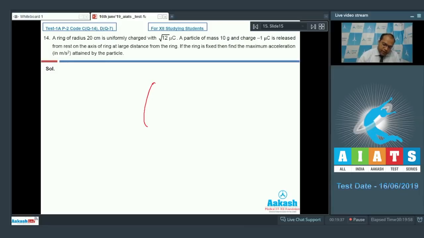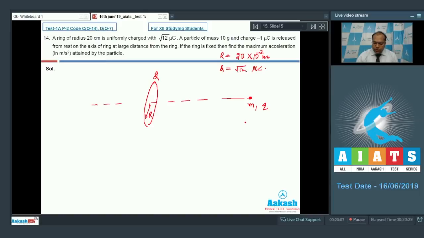Suppose this is a ring of radius r. The value of r is given in the question, that is 20 centimeter, so 20 into 10 raised to the power minus 2 meter. The charge which is uniformly distributed over the ring is root 12 microcoulomb, so that is Q. Now, consider a particle on the axis of this ring at a far distance, where the mass is m and the charge is q. The value of m is 10 gram, so 10 into 10 raised to the power minus 3 kilogram, and the value of q is minus 1 into 10 raised to the power minus 6 coulomb.